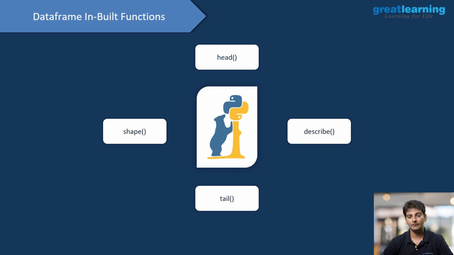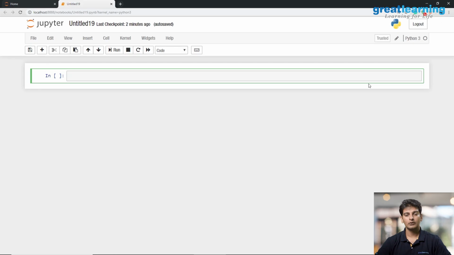top of this data frame. So we'll be working with basic functions such as tail, head, shape, and describe. To work with all of those inbuilt functions, we'll start by reading a CSV file as a data frame first. So again, let me perform the basic steps. I'll type in import pandas as pd.